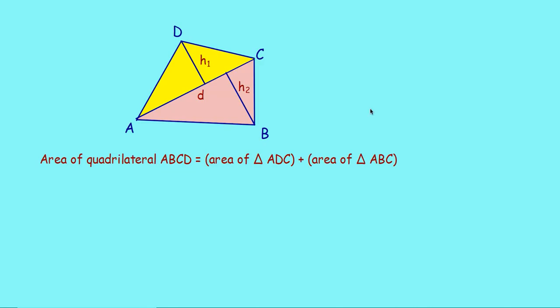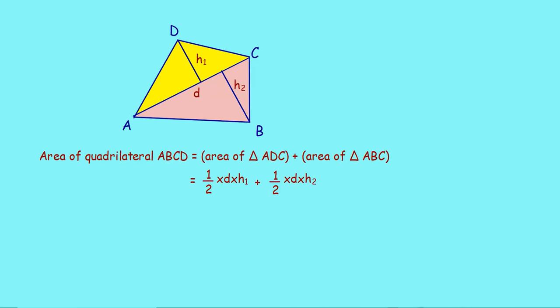Here area of triangle ADC is equal to half into base into altitude, means half into AC into H1. AC is equal to D and altitude is H1, so half into D into H1, plus area of triangle ABC, similarly same base AC and altitude H2, so plus half into D into H2. Here you can see half D is common in both, so half D you can take as common.